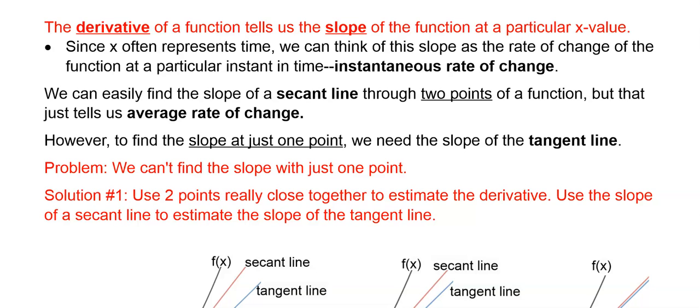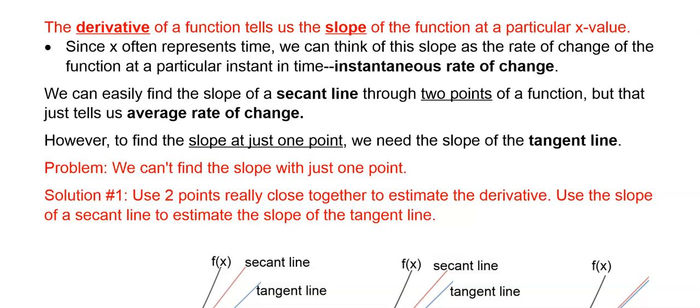Let's start by reviewing the things we already know about the derivative. The derivative of a function tells us the slope of the function at a particular x value. Since x often represents time, we can think of this slope as the rate of change of the function at a particular instant in time, so we call that instantaneous rate of change.